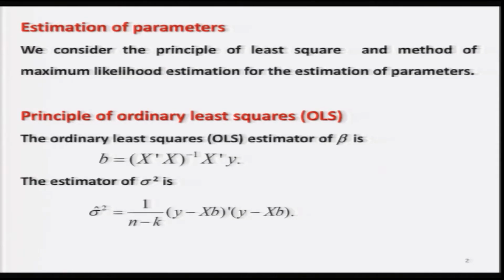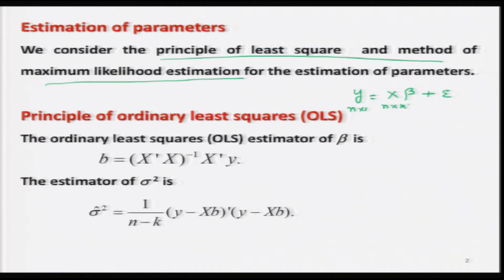Now we are going to consider the principle of least squares and the method of maximum likelihood estimation for the estimation of the parameters beta and sigma square. You may recall our model was y equals x beta plus epsilon, where y is an n cross 1 vector of observations on the response, x is an n cross k matrix of explanatory variables in which n observations on each of the k explanatory variables have been obtained, beta is a k cross 1 vector of regression coefficients, and epsilon is an n cross 1 vector of random errors.